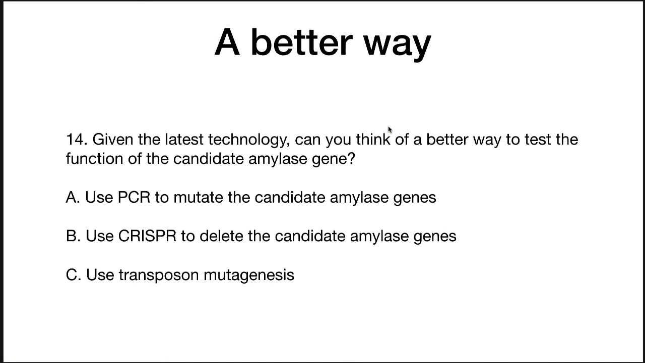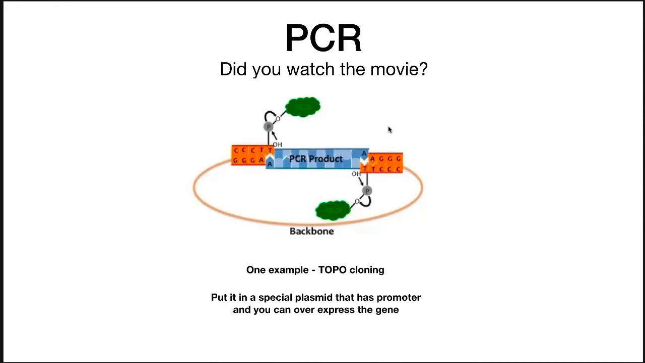Okay, let's go back to our Bacillus badgeri. Given the latest technology that we just talked about, can you think of a better way to test the function of the candidate amylase gene? And of course, the answer is: once you have candidate amylase genes, design guide RNAs, and then use CRISPR systems to make mutations in them and delete them. All right, the last thing I want to talk about is protein expression.